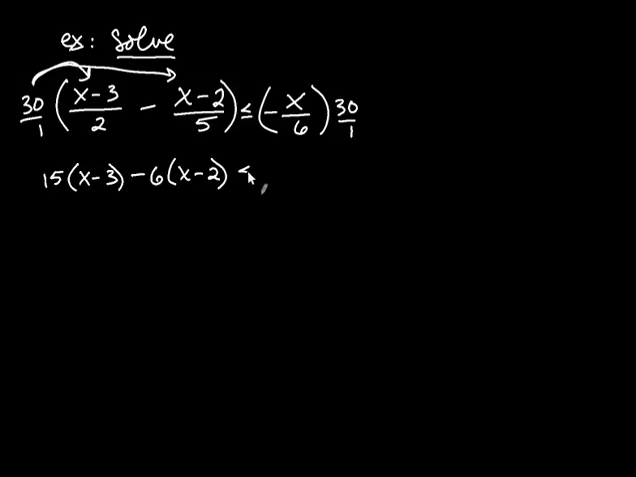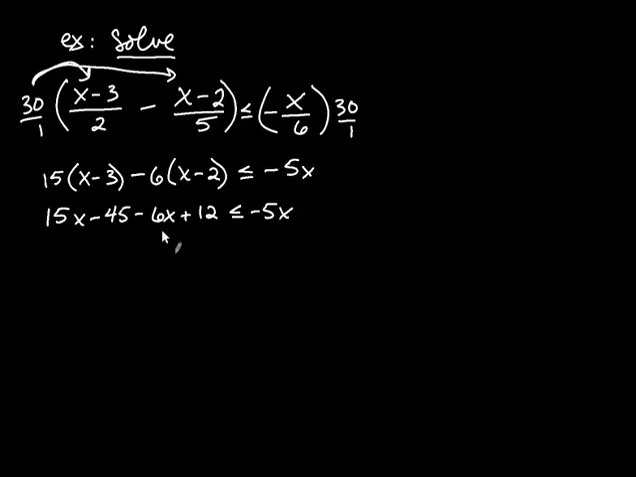Okay, then less than or equal to, let's see, a negative times a positive is a negative, and 6 goes into 30 5 times, so it'll be negative 5x, and the fractions have been cleared. Now we're going to distribute the 15 and also distribute the negative 6, so it's going to be 15x minus 45 minus 6x, right? Negative 6 times x is negative 6x, and negative 6 times negative 2 is positive 12, and that's going to be less than or equal to negative 5x.